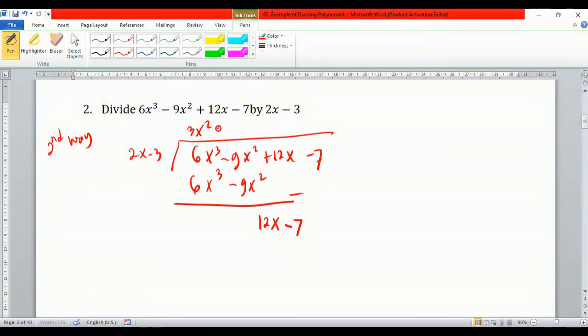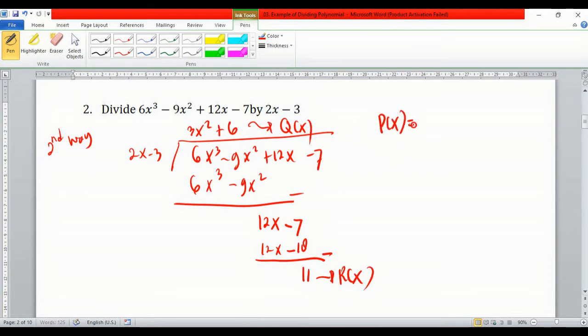Here you need to think again what value to multiply with 2x minus 3 to make the variable term 0. So you multiply by 6, so this one is 12x minus 18. Then subtract, and the result is 11. So from here we have the quotient Q(x) and the remainder R(x).